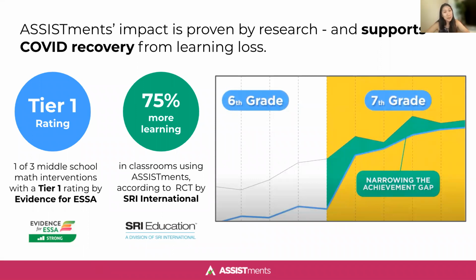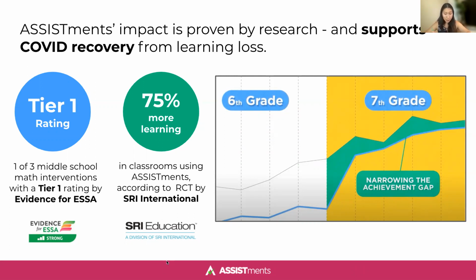It's one of 3 middle school math interventions with a tier 1 rating from Evidence for ESSA. It's also been in randomized control studies. And one of those randomized control studies found that there's 75% more learning in classrooms that use ASSISTments than classrooms that do not. I think that's really important as we think about unfinished learning, especially everything that's happened the past 2 years.